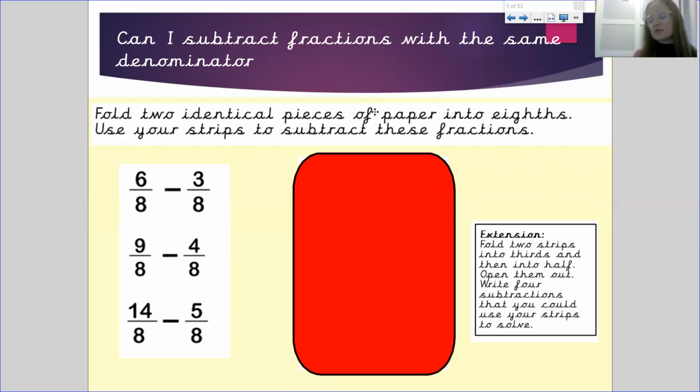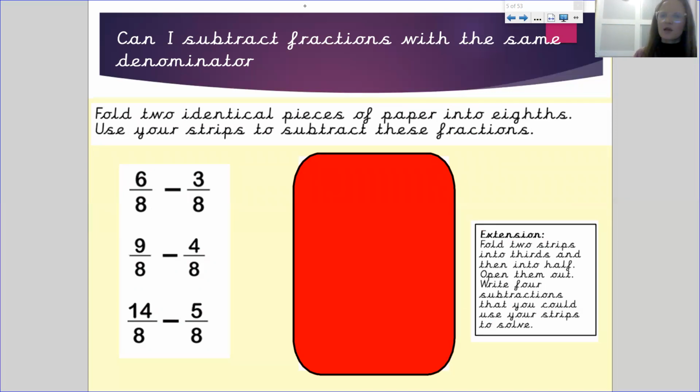So I want you to now get yourself 2 strips of paper. They can be identical. Fold them into 8s. And remember how I showed you how to do that? You can fold it in half to make 2, then you fold that in half, it makes 4, and then you fold that in half, it will make 8. So have 8 equal strips.